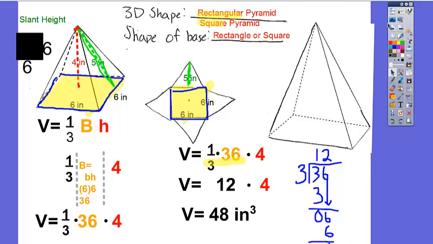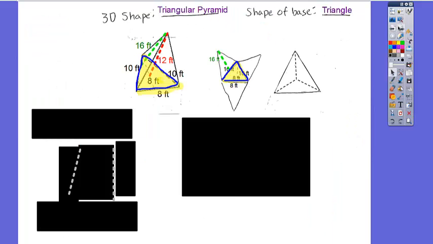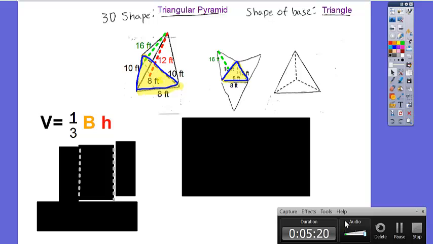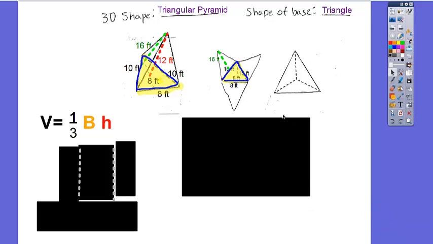triangular pyramid. When you switch the page, some of you might not already have this down, so I'm going to give you a second. Go ahead and pause the video and write down the numbers that belong to the triangular pyramid. And the formula, the exact same formula because it's still a pyramid. Okay, so 1/3 again is the exact same.